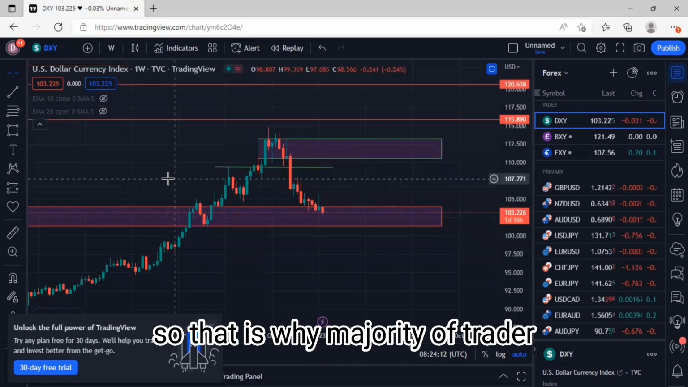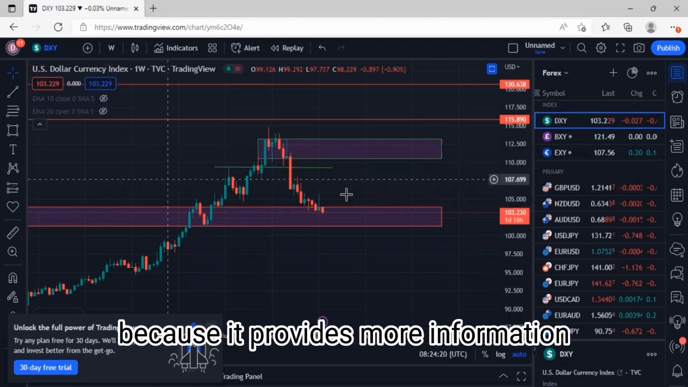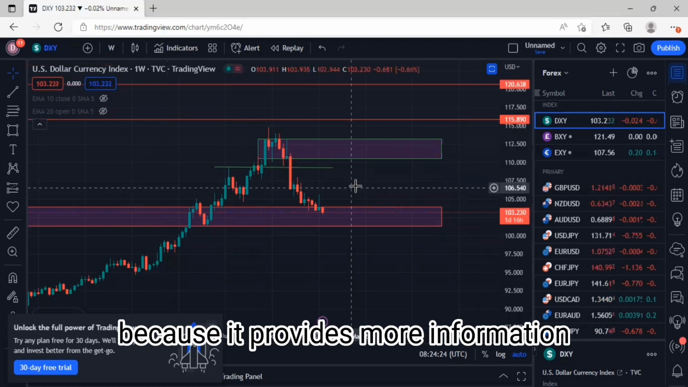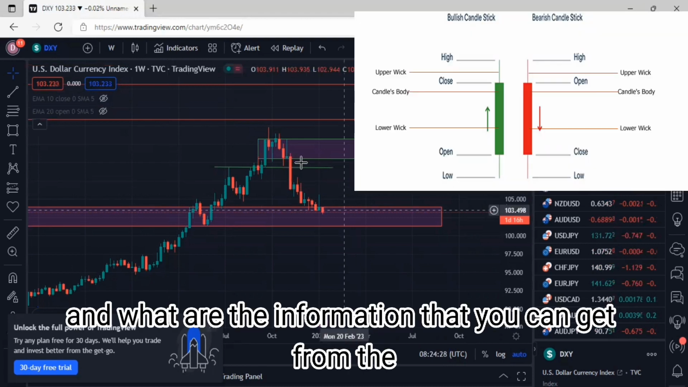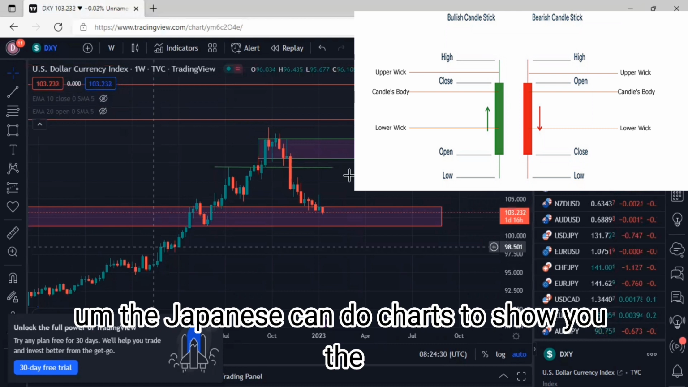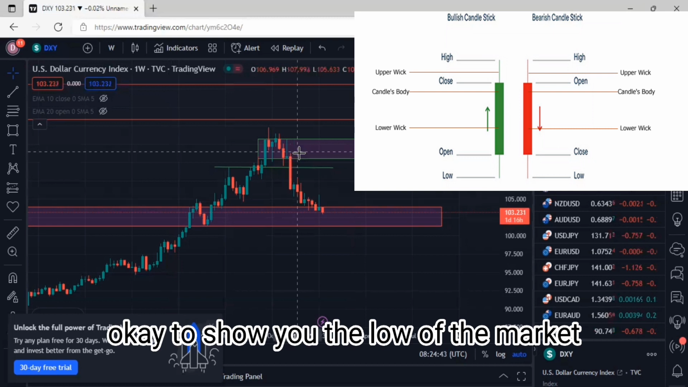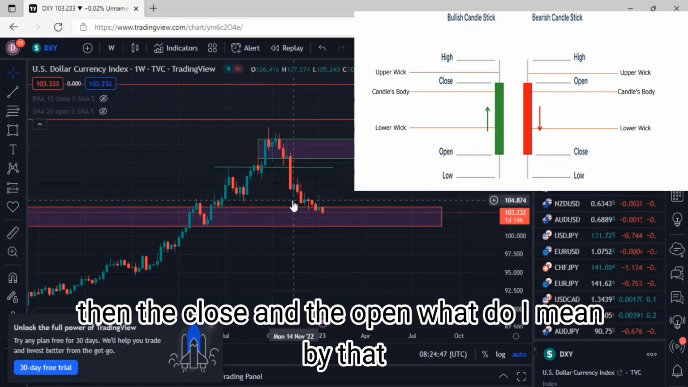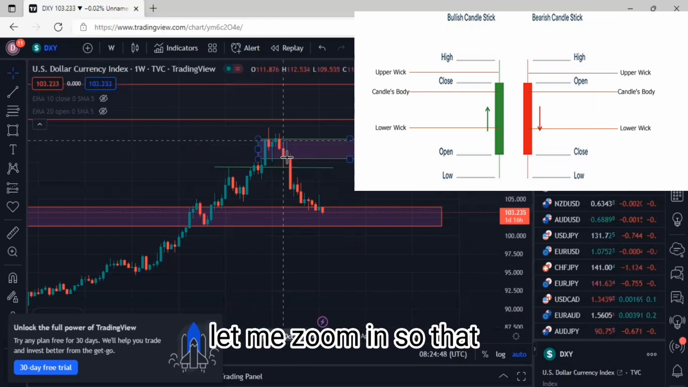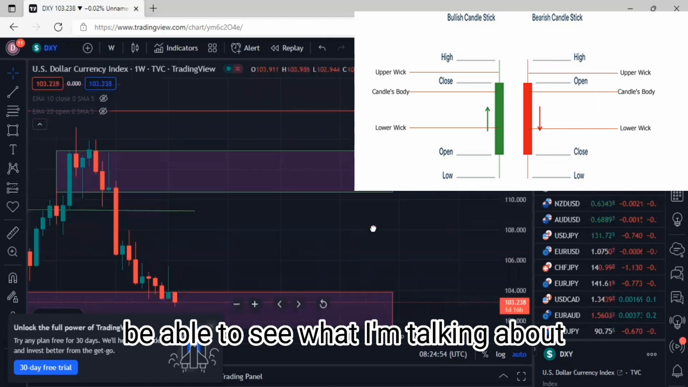So that is why the majority of traders use the Japanese candle chart, because it provides more information. And what information can you get from the Japanese candle chart? It shows you the high, the low of the market, then the close and the open. What do I mean by that? Let me zoom in so that you'll be able to see what I'm talking about.